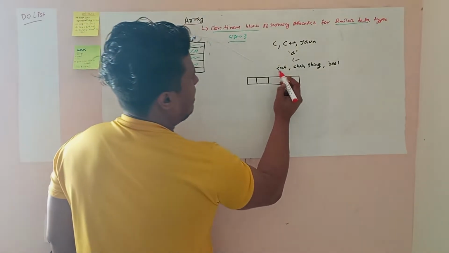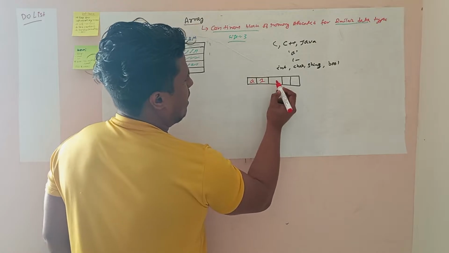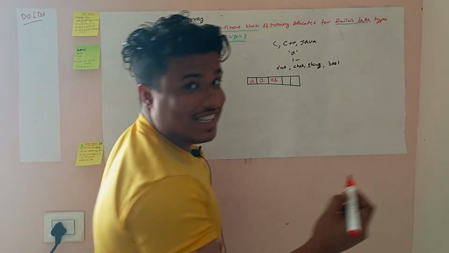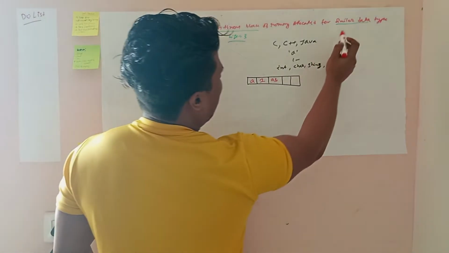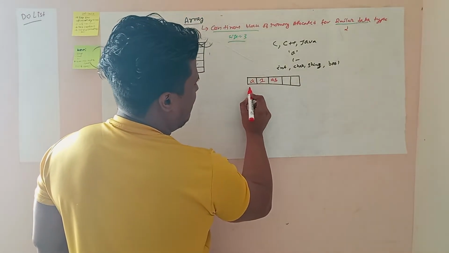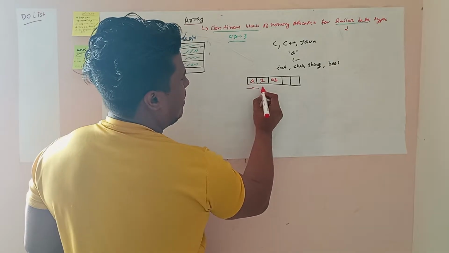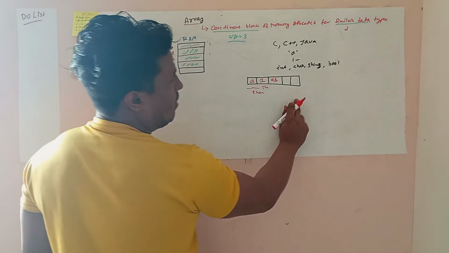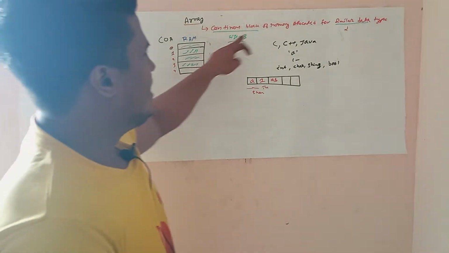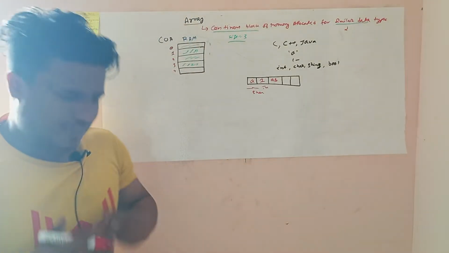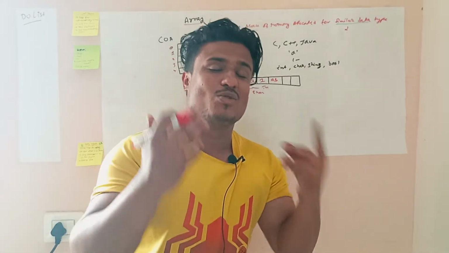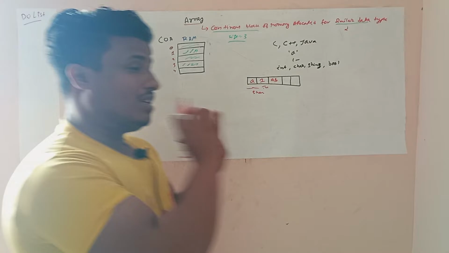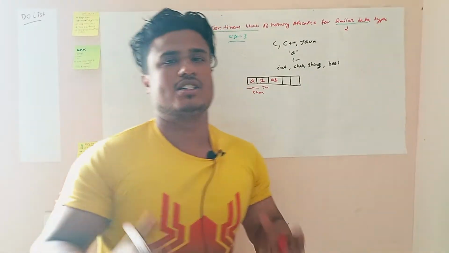Combination of all means you cannot store a number here and a letter here and AB here. It's not like that. So it should be a similar data type. If it is integer, then all values should be integer, and if it is character, then all values should be character. So this is the basic definition of array. If anyone asks the question, just remember the two keywords: it's a continuous chunk of memory, and it stores similar data types. This is the basic characteristic of array.